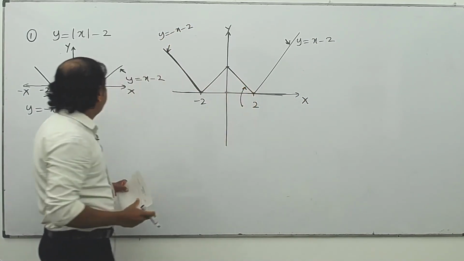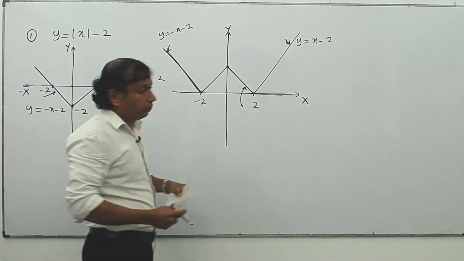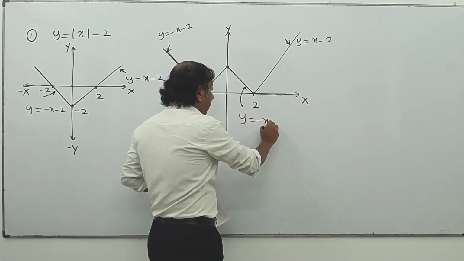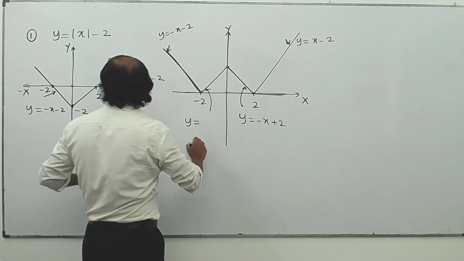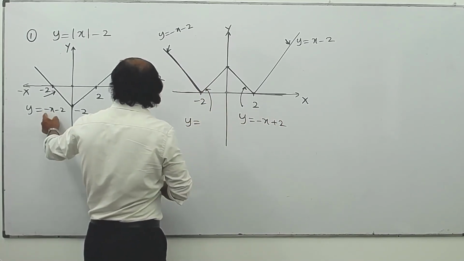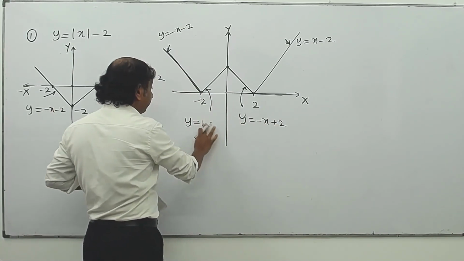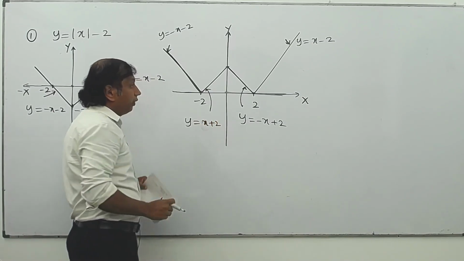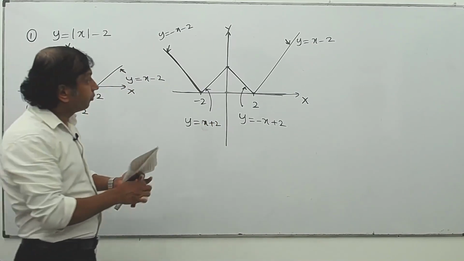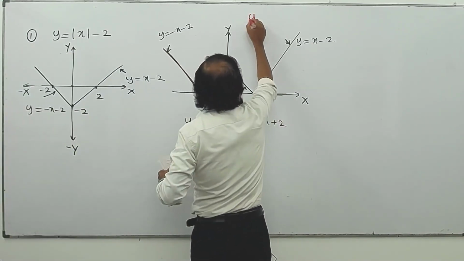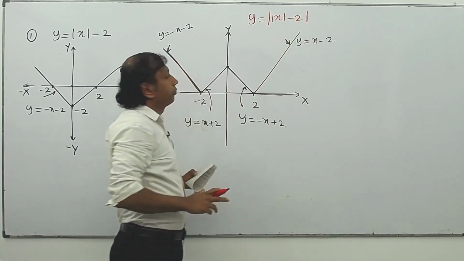This equation can be obtained by multiplying this right hand side by a minus sign. Then what do you get? Minus x plus 2, no? Y equals minus x plus 2. For this equation, y multiply this by minus sign, plus x plus 2, plus 2. Is the graph of what? Y equals mod x minus 2 modulus graph is this. Okay, no?